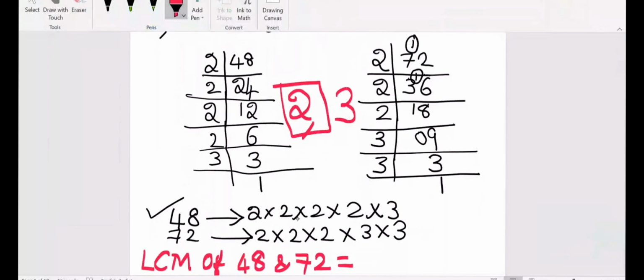Let us count and see. 1, 2, 3, 4. Here for 72, 1, 2, 3. Only 3 times 2 is there. But with 48, the 2 is repeated 4 times. So, shall we select this one? Yes, because where it is repeated the maximum times, that should be taken to find the LCM. So I'm writing down 2 four times.